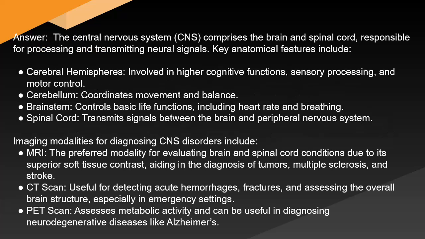Answer: the central nervous system (CNS) comprises the brain and spinal cord, responsible for processing and transmitting neural signals. Key anatomical features include cerebral hemispheres, involved in higher cognitive functions, sensory processing, and motor control. Cerebellum coordinates movement and balance. Brainstem controls basic life functions, including heart rate and breathing. Spinal cord transmits signals between the brain and peripheral nervous system. Imaging modalities for diagnosing CNS disorders include MRI, the preferred modality for evaluating brain and spinal cord conditions due to its superior soft tissue contrast, aiding in the diagnosis of tumors, multiple sclerosis, and stroke.